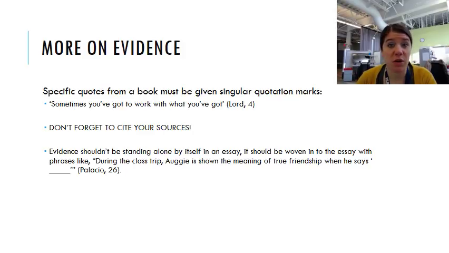When you do double quotations, the first quote from the book will have the double quote, and then when you're actually taking a quote from the book, something that someone else says, you're only going to do a single quote inside of the double quote. And then again, use the author's last name, comma, page number inside of parentheses with a period at the end of the sentence. Don't forget to cite your sources.